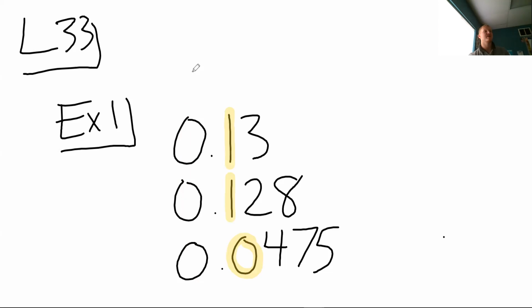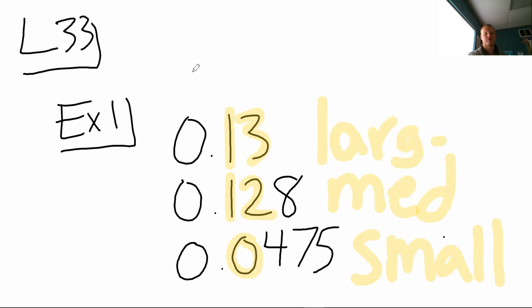So which one is the smallest number right there, Abby? The 0. So that's going to be my smallest. I'm going to put small right here. And then I'm going to look at the next number. So I have a 3 and a 2. I just said tenths, I meant hundredths. 3 and a 2. Which one of those is smaller? Yeah, William, because the 2 is smaller. So this one would be medium. And then the largest is 0.13, large.